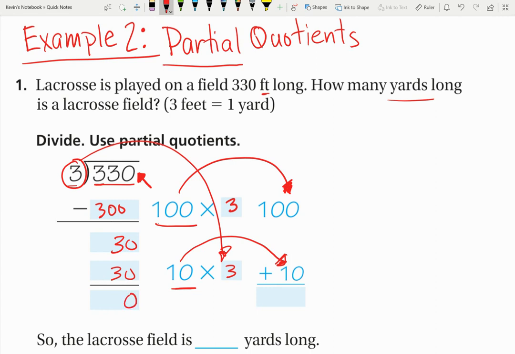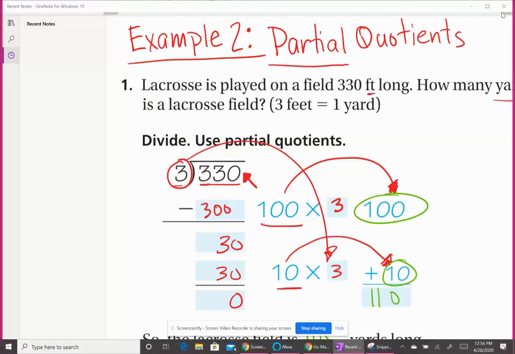And if you look over here, then I got to add my partial quotients. So my partial quotients, and I'll just do different colors, are going to be 100 plus 10. So 110. So your answer is 110 yards long. Okay. So that's the partial quotient way. It is different from regrouping. If this is the way you prefer, go ahead and pause the video and review, and I'll see you on example 3.